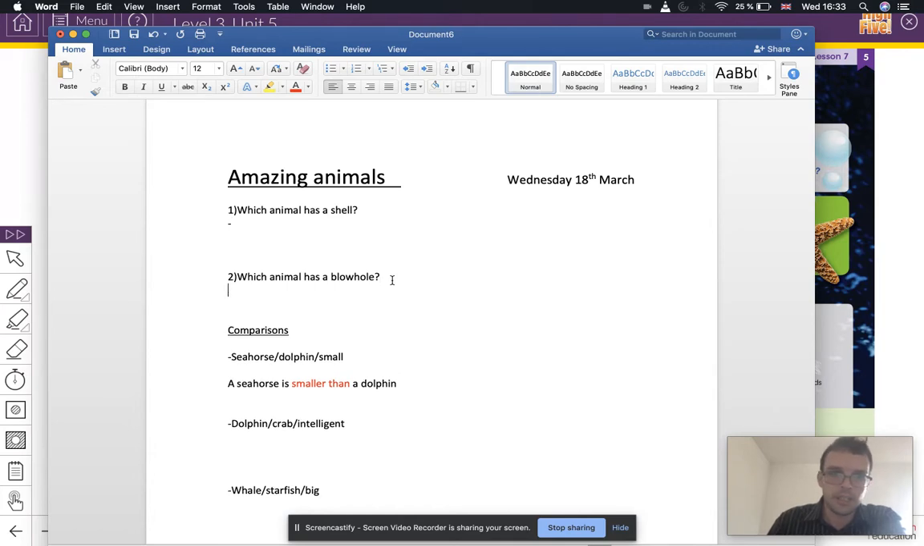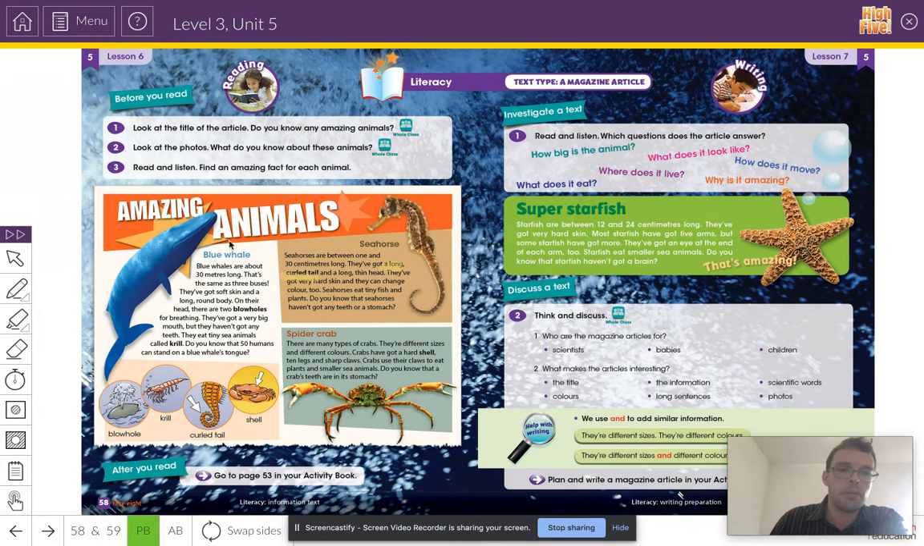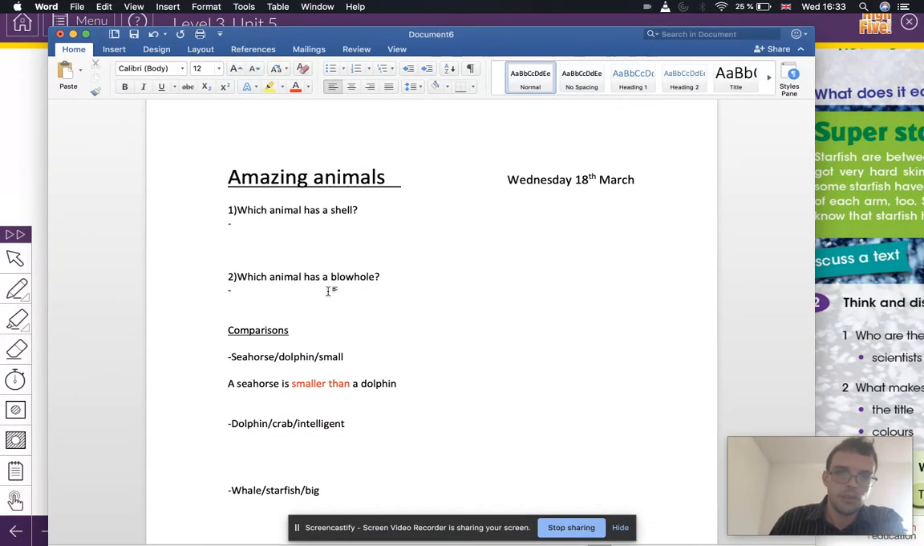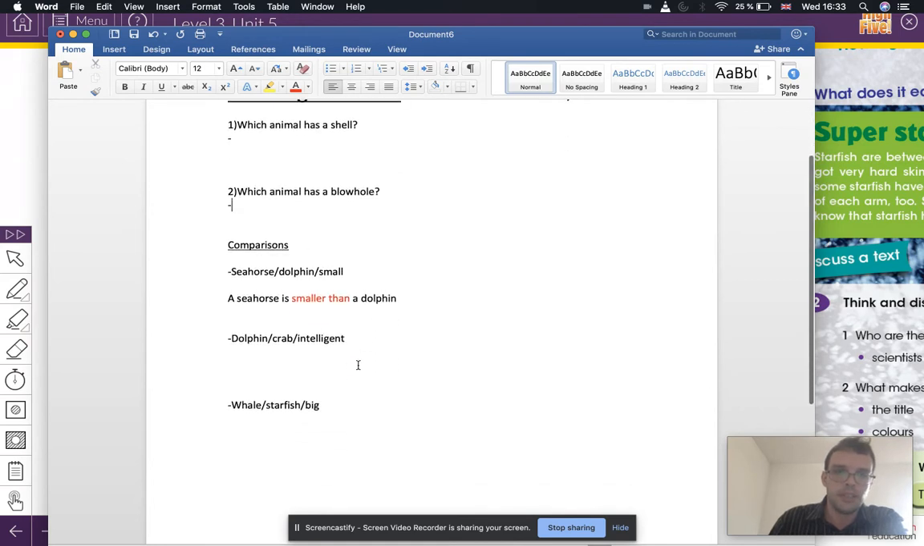And then my next question is, which animal has a blowhole? Now, if you don't remember a blowhole, that is this thing here, okay, on the top of this animal. There are two animals that have this blowhole. One of them is very, very big. Which animal has a blowhole? Very good. Write your answers.